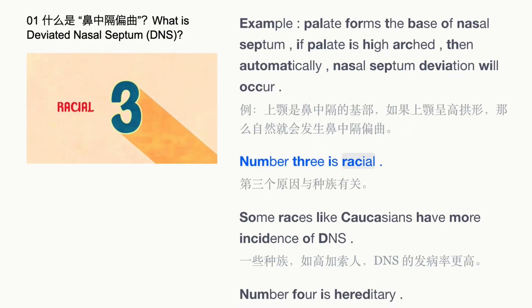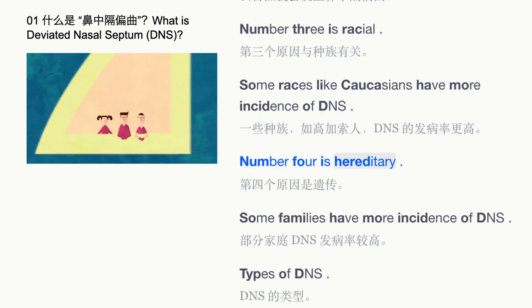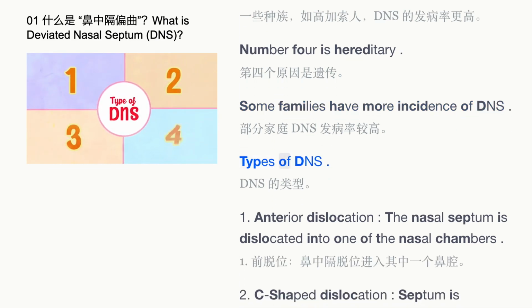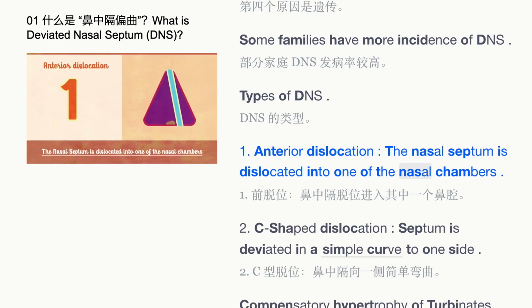Number three is racial. Some races, like Caucasians, have more incidence of DNS. Number four is hereditary. Some families have more incidence of DNS. Types of DNS. 1. Anterior dislocation. The nasal septum is dislocated into one of the nasal chambers.